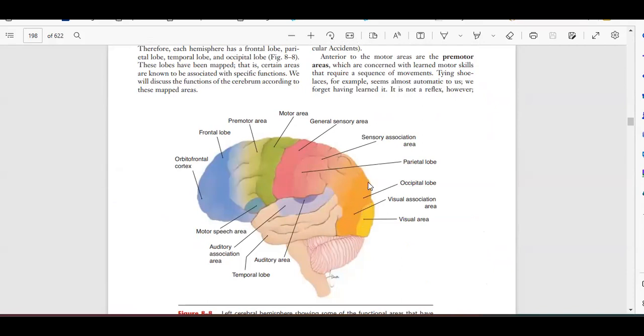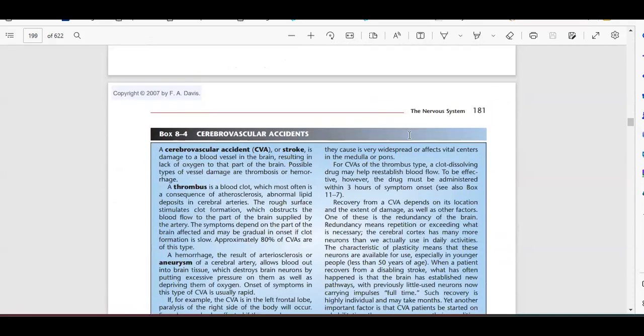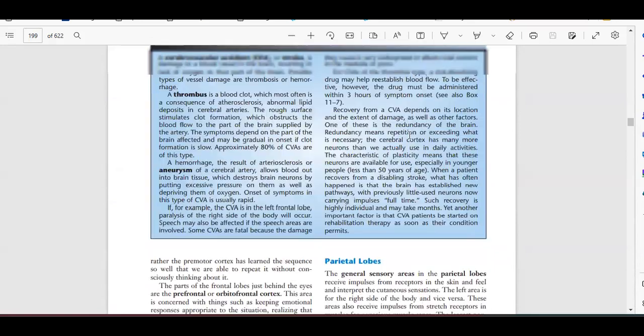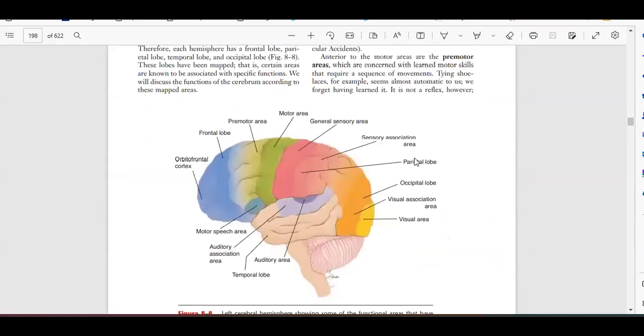So the main function of the frontal lobe is mostly motor function. Whatever motor function you perform is from the frontal lobe, as well as speech. Speech is associated with the left side of the brain. The left side of the brain has a speech area that is known as Broca's area. And whatever skills you learn are from the premotor area.